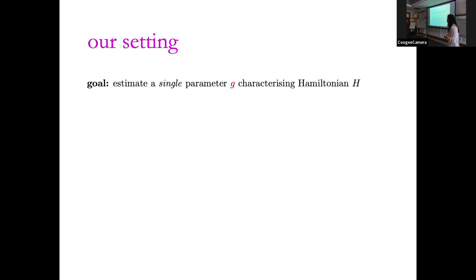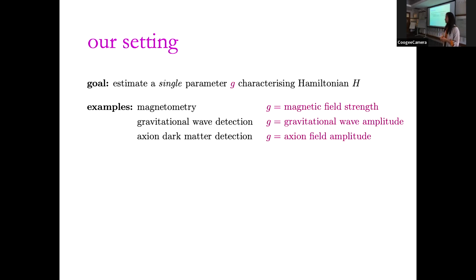Okay, so for this talk, we're mainly going to focus on the problem of estimating a single parameter, which we'll denote by G. So we imagine that the form of the Hamiltonian is completely known to us, except when it comes to the value of this parameter. For instance, in the examples we had on the previous slide, in magnetometry, G might represent the magnitude of the magnetic field. In gravitational wave detection, G could represent the gravitational wave amplitude. In axion dark matter detection, G might be the amplitude of the axion field. So in many cases, like in these last two examples, we can often think of G as a very, very small parameter, but more generally, we'll be interested in measuring G very precisely.